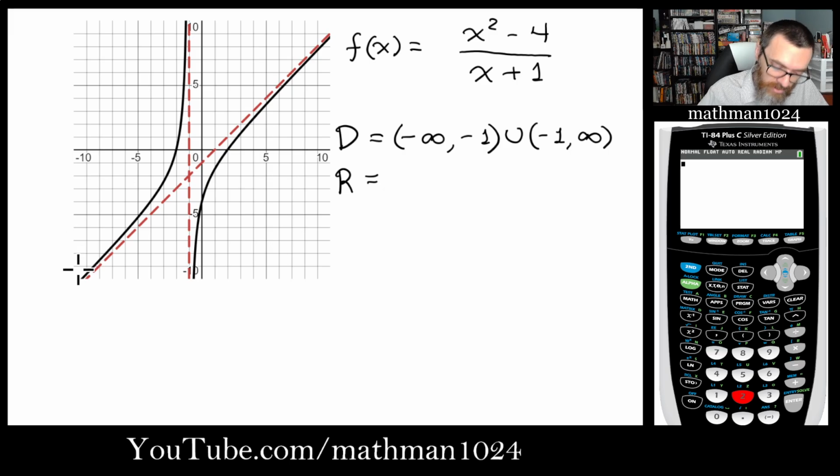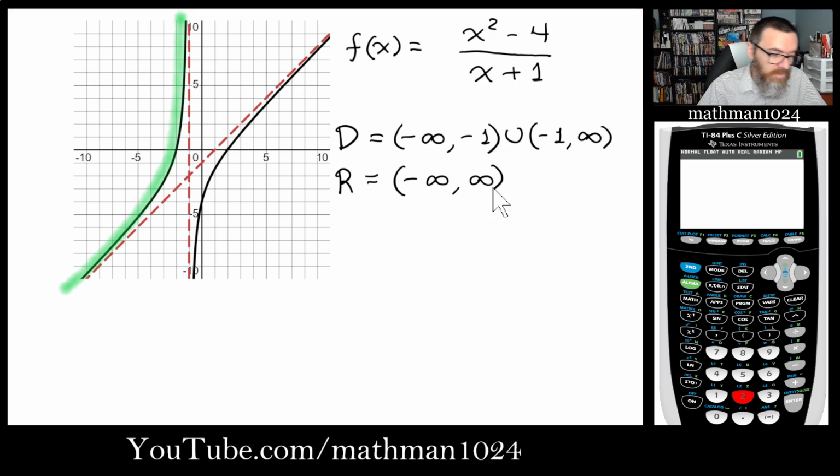My range is going to be very similar to what we saw in the last example, because you'll notice here that this piece on the left goes all the way from -infinity up to +infinity. So it doesn't even really matter what the rest of the graph does. If one piece uses all real numbers, then that's going to be the range for the whole function. So the range is all real numbers.